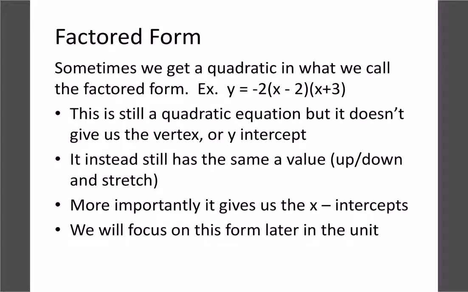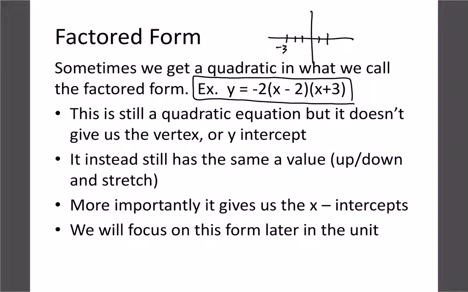So this one would be, for example, something like -2 times (x - 2) times (x + 3). It's still a quadratic, because if we FOILed these out, it would be x squared and so on. So it's still going to look like the same kind of graph. But in this case, we don't get the vertex. If we were to actually graph this on your calculator, you're going to get a graph that goes upside down through -3 and 2 for our x-intercepts.